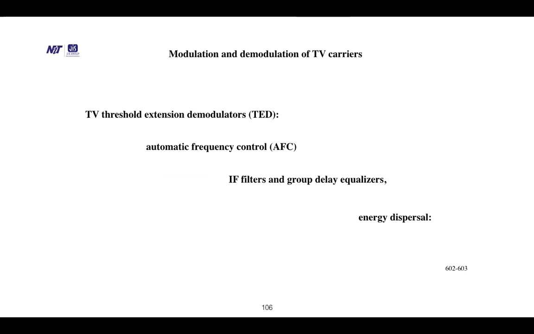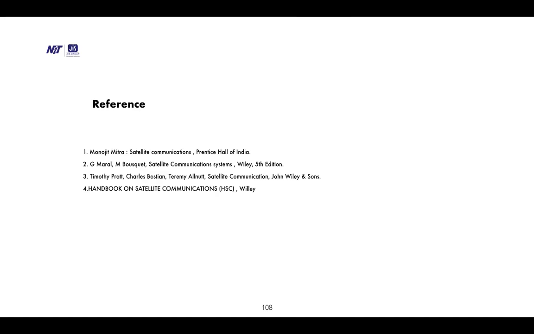Now corresponding TV threshold extension demodulator is there, automatic frequency control is there. This is the normal communication system that is included over there. We are not going into detail. IF filters and group delay equalizers are there, energy dispersal is there. So these are the references, and we are mainly focusing on reference 4.